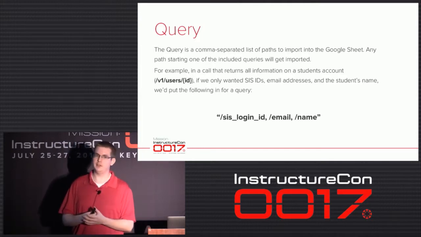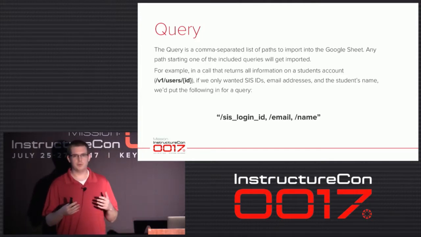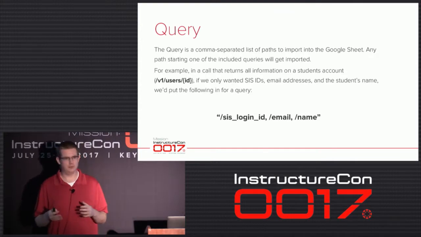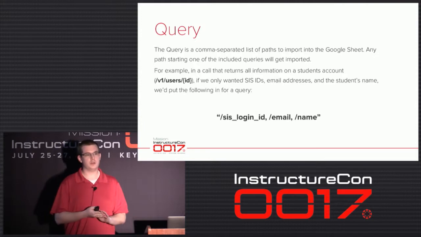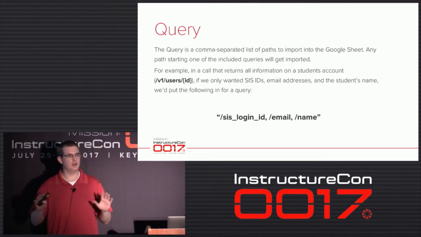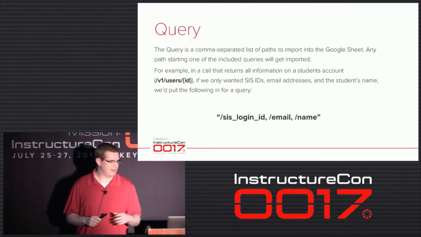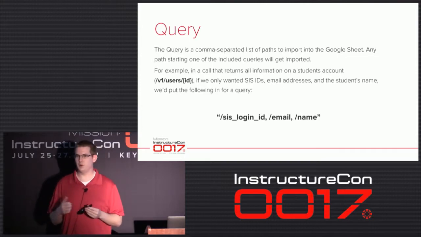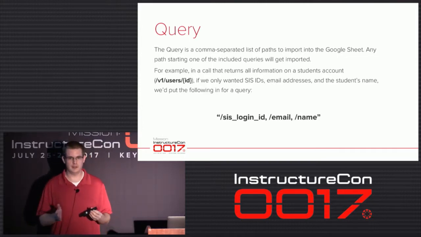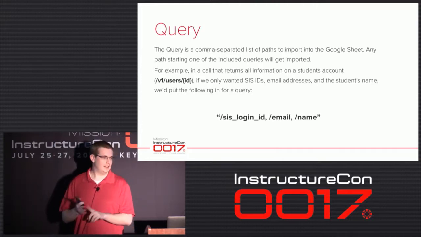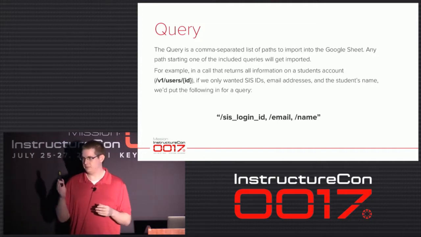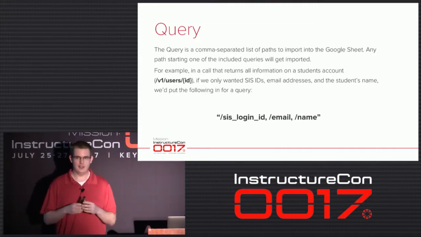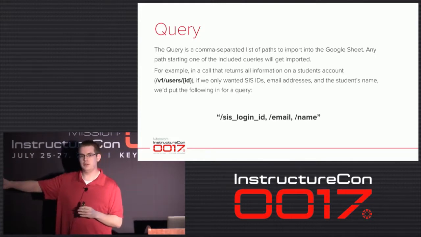Now we need to tell it what information we need. Some of these reports will give you 15, 20 pieces of information, but you may only want 2 or 3. You can tell it exactly what you want and what order you want that information in, and it will just ignore everything else. So for example, this user's ID report, it gives you 17 pieces of information on a student, basically anything that you need to know. But for this example, we just want SIS login, their name, and their email. So all we do is /SIS login ID, /email, /name, and that'll basically return only those 3 pieces of information.